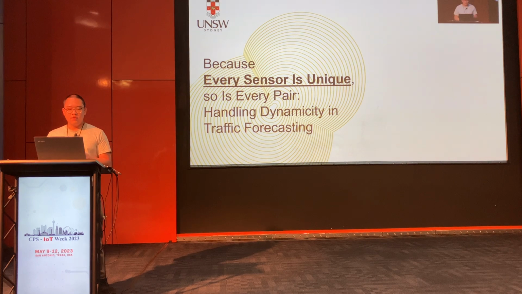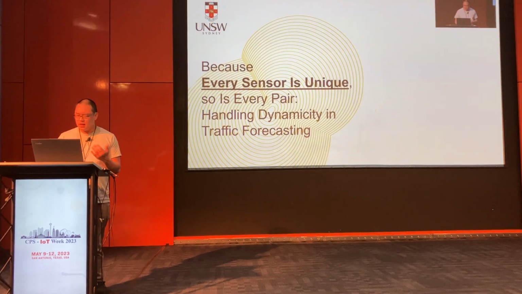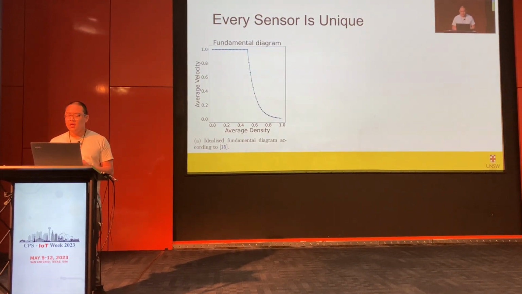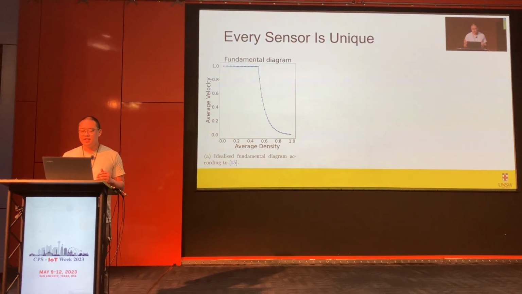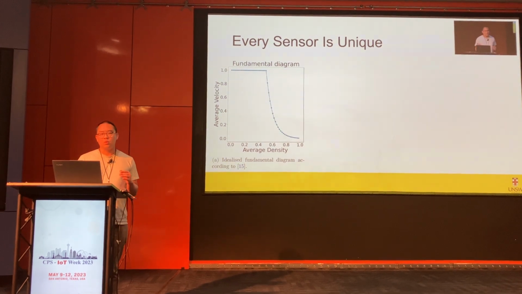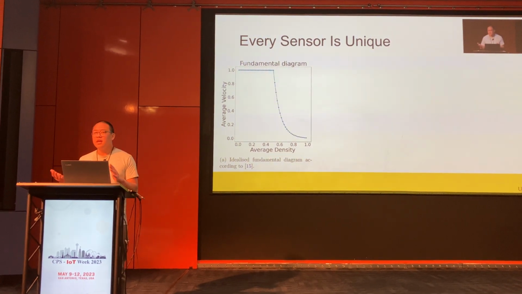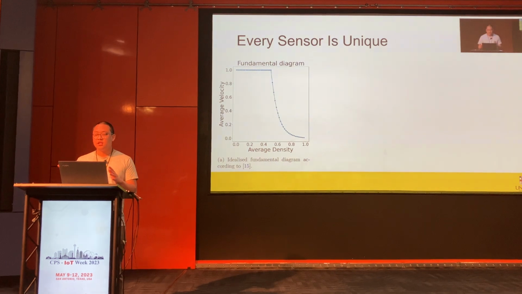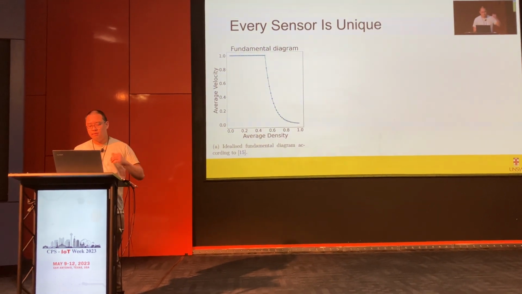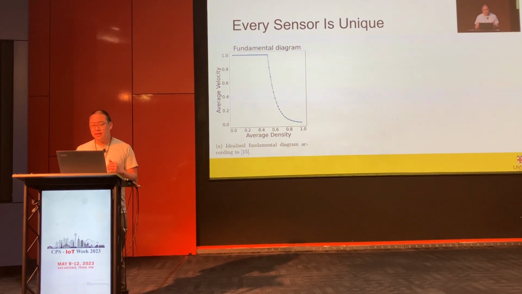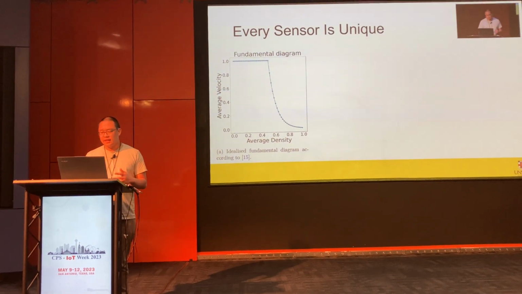So let's start with our first point in the title, how every sensor is unique. One way to analyze a sensor is by using a fundamental diagram. We are simply plotting the average density, we can just count how many cars in 5 minutes, against the average velocity, the average speed in the same 5 minutes, and we will get a fundamental diagram like this, at least in theory.